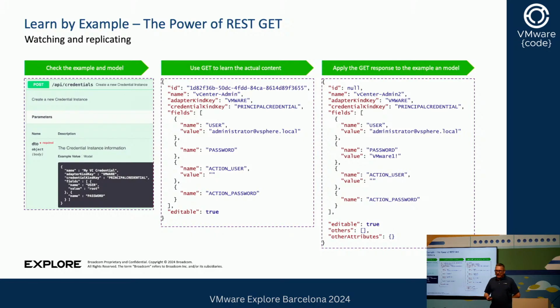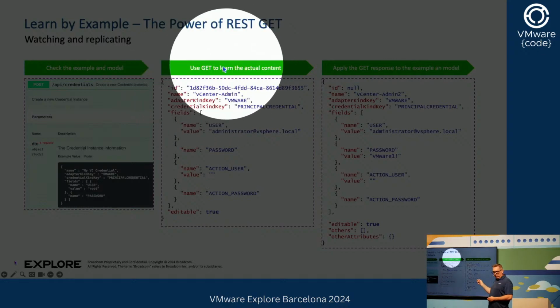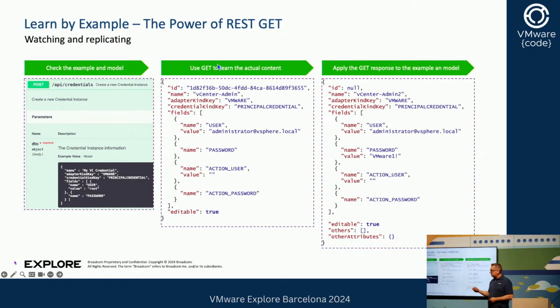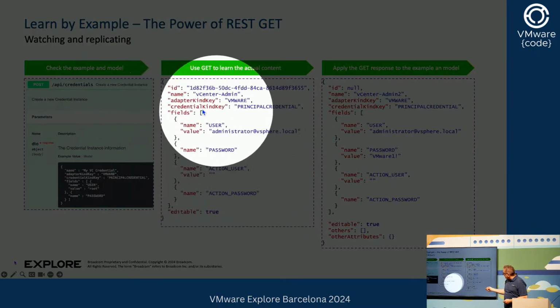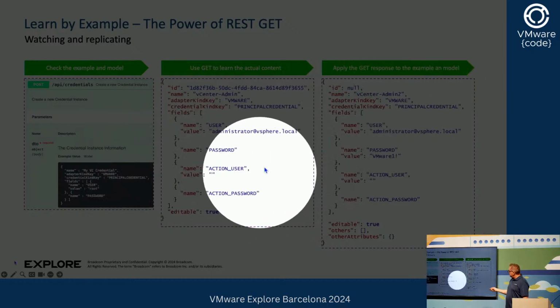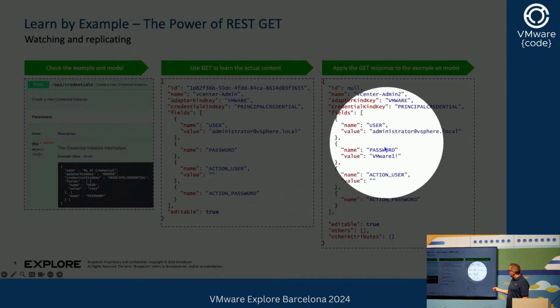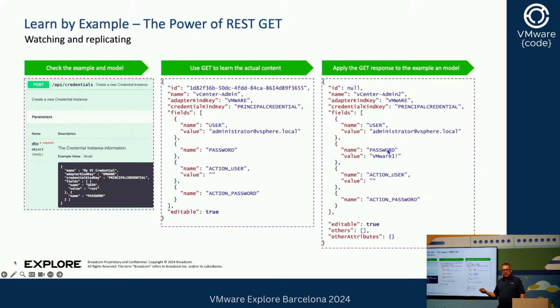And the easiest way to create your own POST body is to create one example adapter instance using the UI, use the GET call to get this adapter instance, check the fields array, and change it to use in your POST call. The same applies to creating new adapter instances. I mean, the credentials example is pretty simple. Usually it's like source, username, password, you're done.